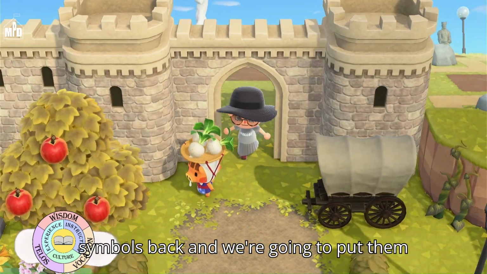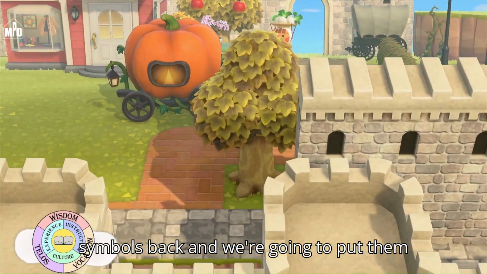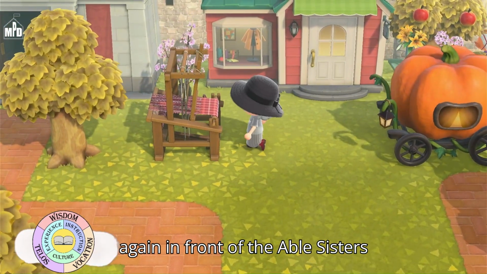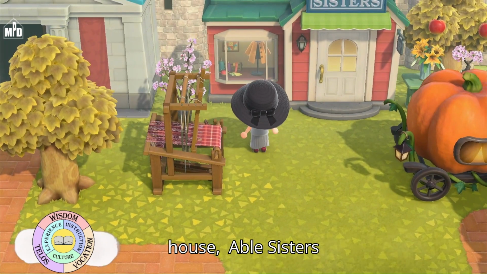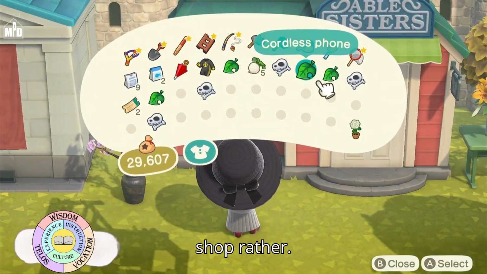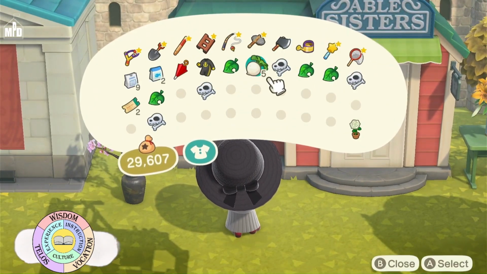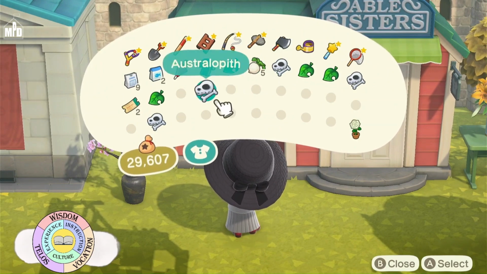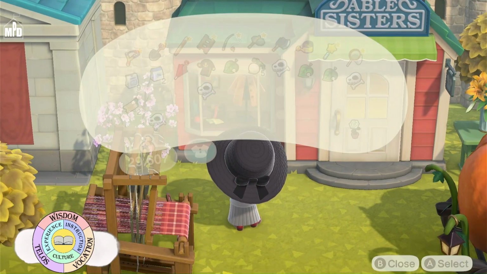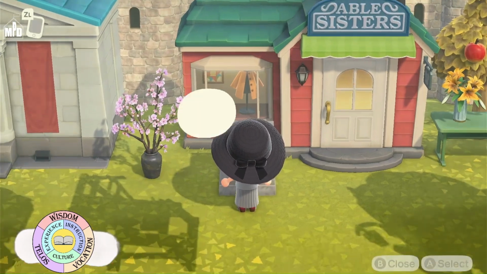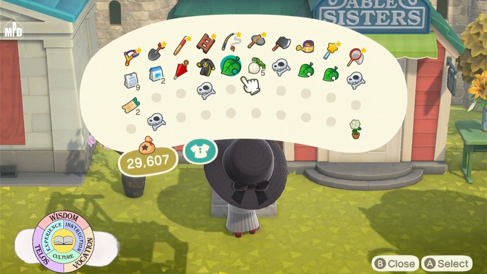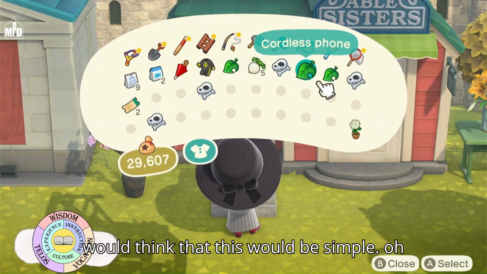All right, so we're going to bring those symbols back, and we're going to put them again in front of the Able Sisters house, Able Sisters shop, rather. And let's see. I would think that this would be simple.